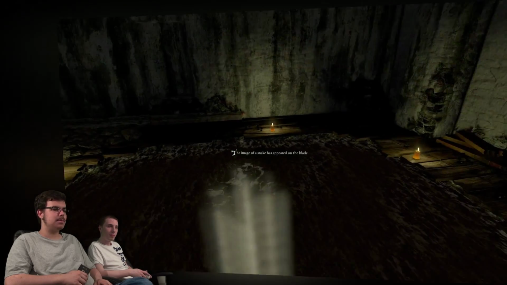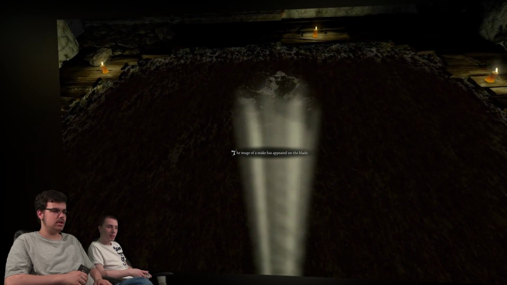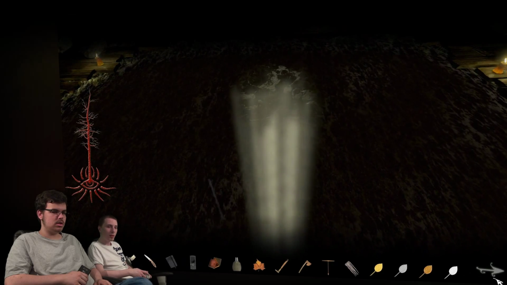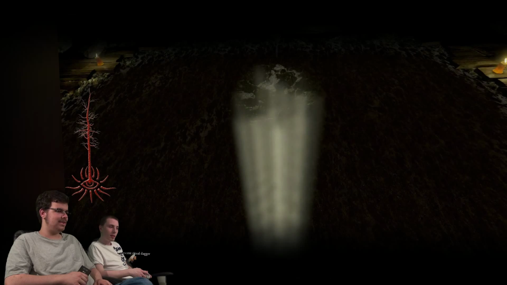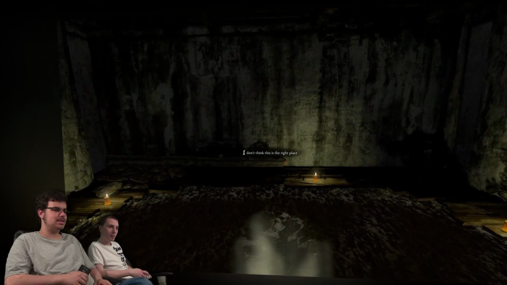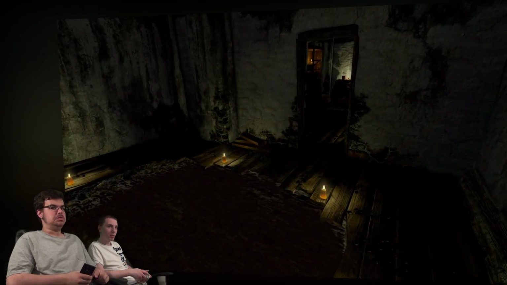The image of a snake has appeared on the blade. Okay, now try to cut myself. Oh, it's gonna be on the far. Shouldn't have gotten those yet. I don't think this is the right place. It's the right place. It's not the right time.